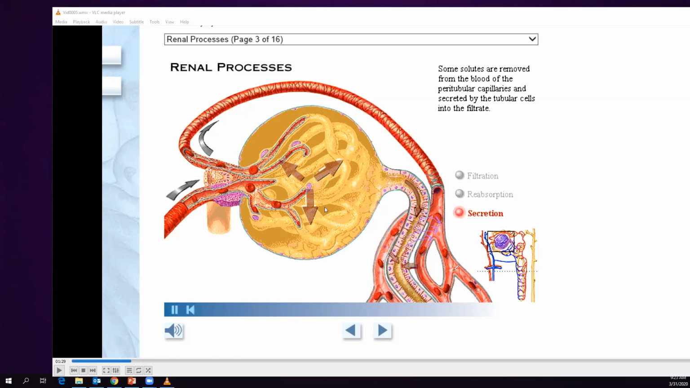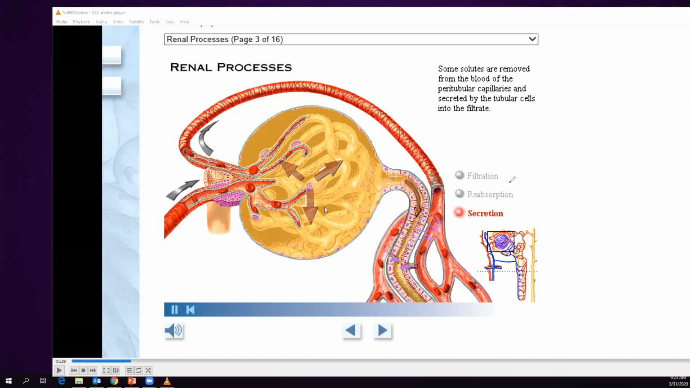So filtration is glomerulus or capillaries to tubule, and then reabsorption is tubule to capillaries, and then here in secretion, like it says, some solutes are removed from the blood of the peritubular capillaries, secreted by tubular cells into the filtrate. So we remove them from the blood, and then these cells here are going to secrete them, as this arrow is showing, back into the tubules so that we can finally excrete them.